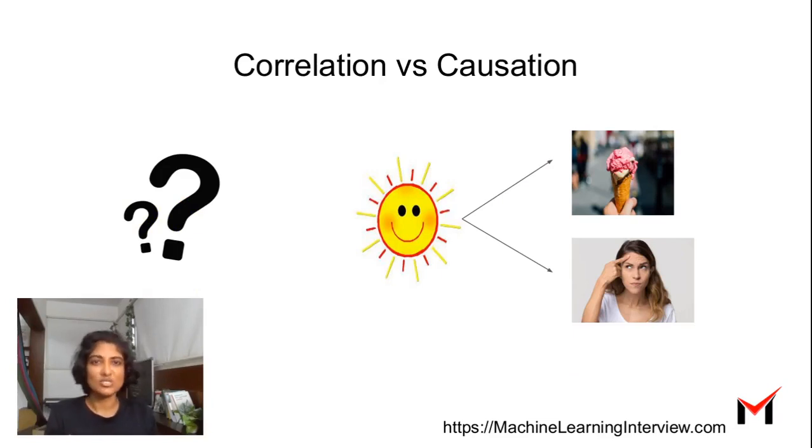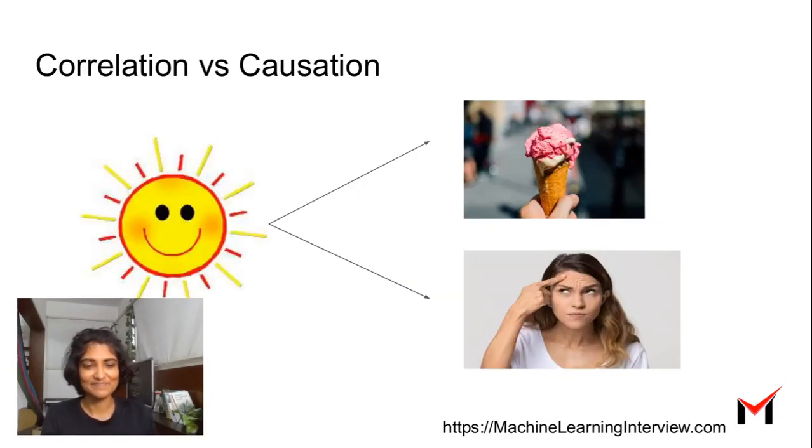Correlation versus causation. Let's see. Let's say I stay at a very sunny place. I might end up eating a lot of ice creams. I might also have a lot of sun exposure leading to wrinkles. Now, if I blindly look at data, I might conclude that eating ice creams might be leading to wrinkles, which does not make any sense, right?